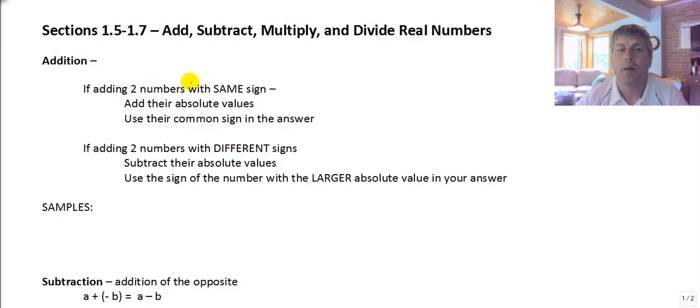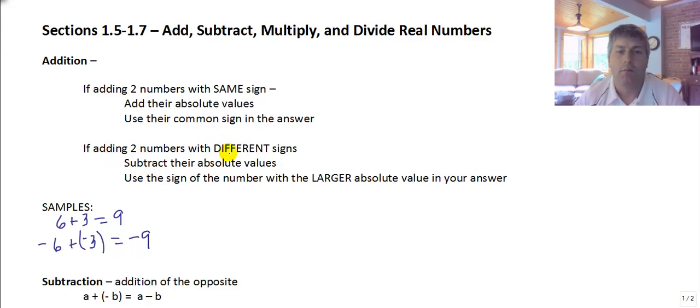If you're adding two numbers with the same sign, we'll simply add their absolute values and use the common sign in the answer. So, for that, we might have something like 6 plus 3. Well, we all know that that equals 9. Whereas if we had a negative 6 plus a negative 3, here we'll use their common sign, a negative sign, in our answer, and that is negative 9.